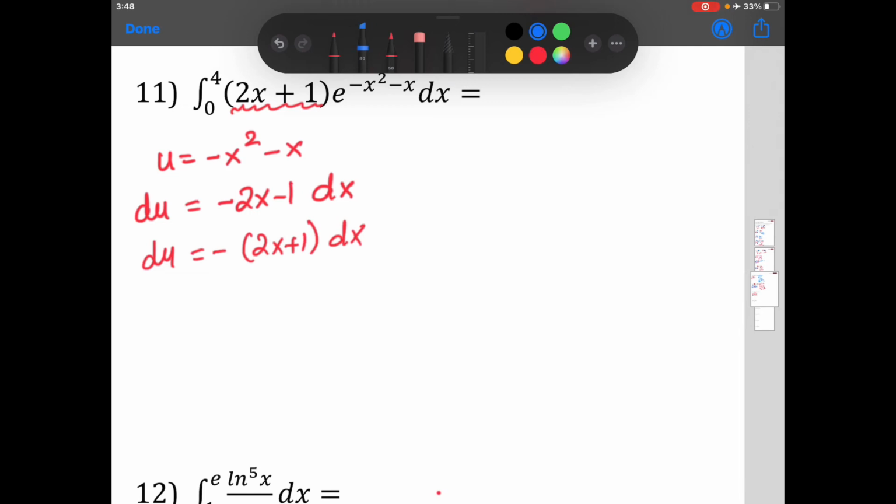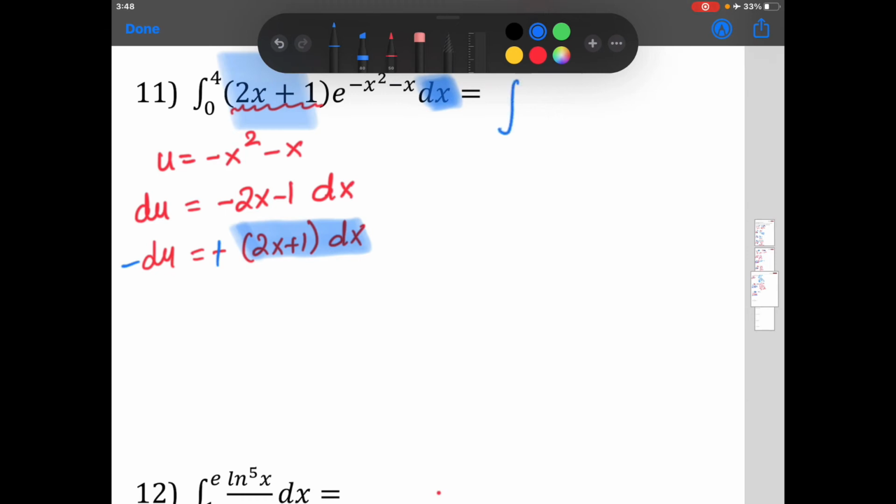So again, what do I have? What do I want to replace? I want to replace my 2x plus 1 dx. I'm going to highlight it. I have 2x plus 1 dx, but I have that negative, so I'm going to divide by negative 1, and I get that.